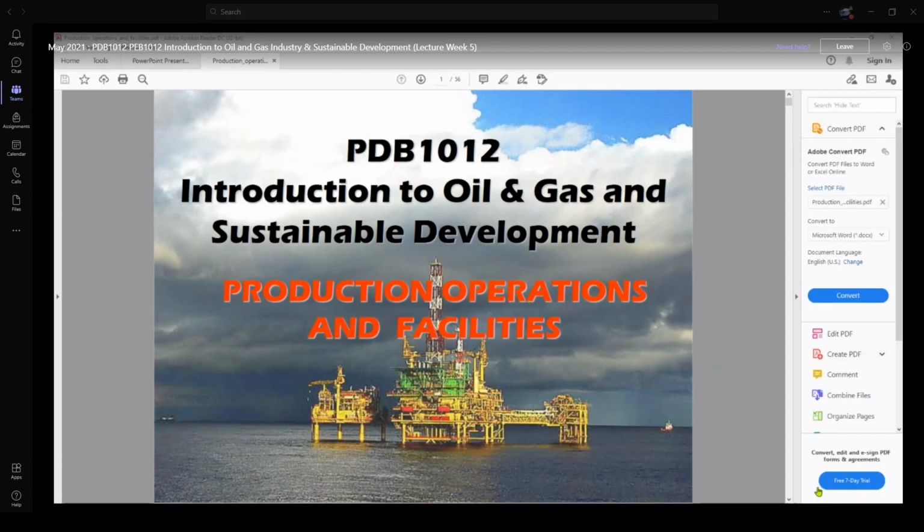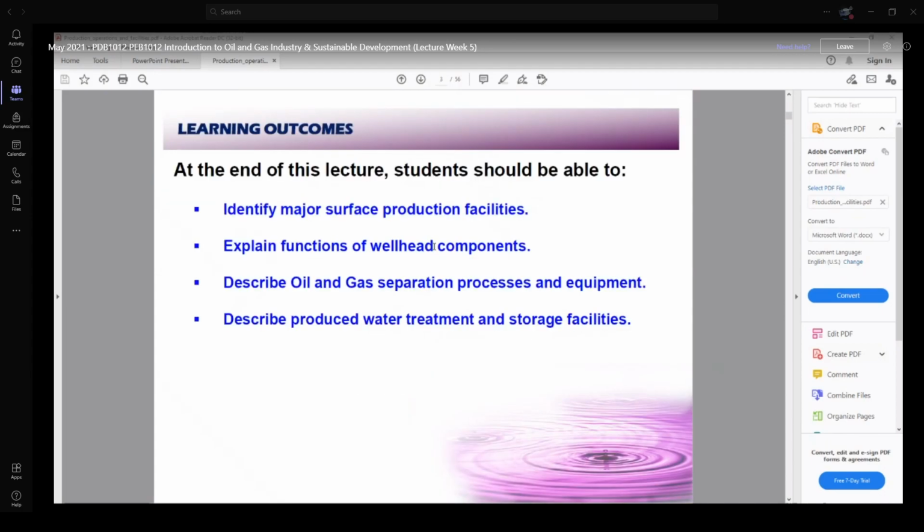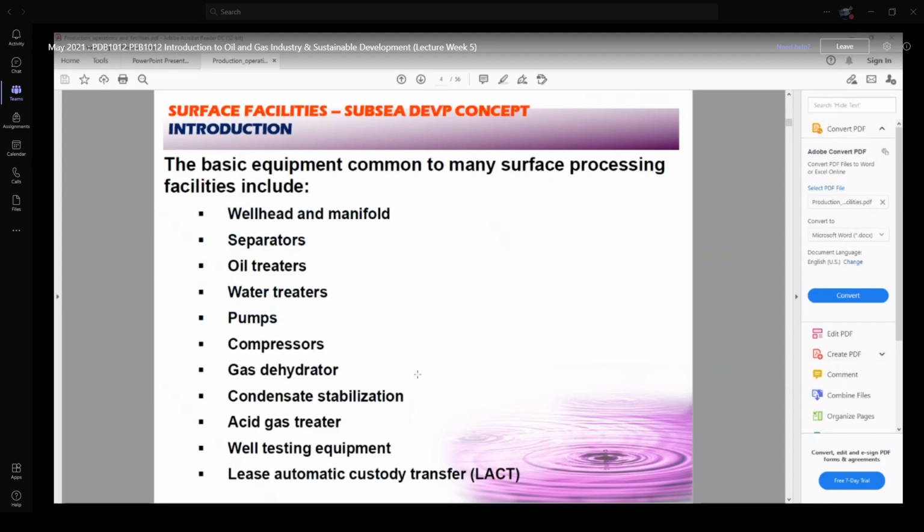Okay, welcome back. Now we are starting our next topic, which is production operations and facilities. I hope that at the end of this lecture, you should be able to identify the major surface production facilities, explain the functions of wellhead components, describe the oil and gas separation processes and equipment, and finally describe produced water treatment and storage facilities.